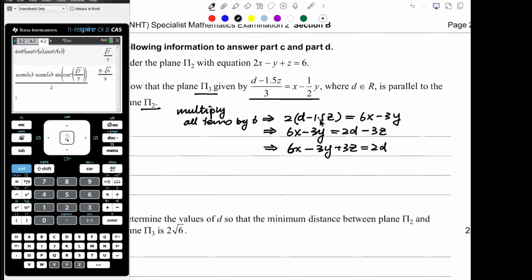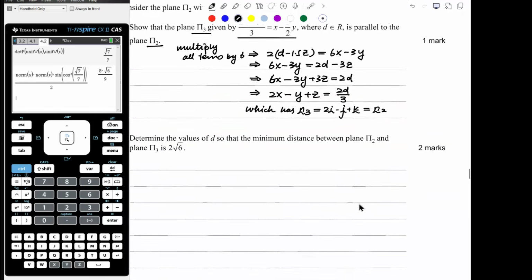Now, in order to match the coefficients, you can divide everything by 3, so you get 2x minus y plus z equals 2d over 3, which has n3 equals 2i minus j plus k. That is equal to the normal vector of equation pi 2, all right?